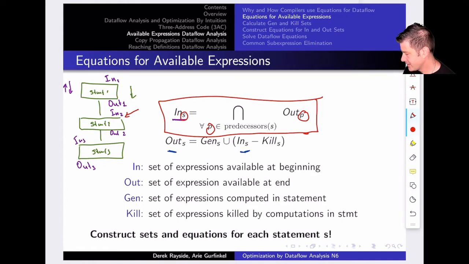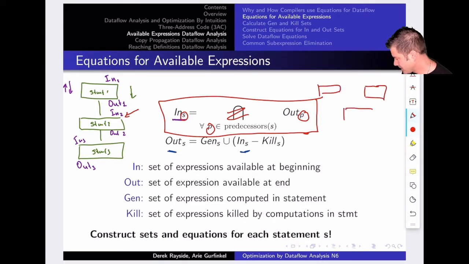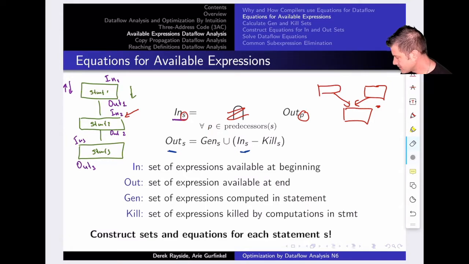Now, in our case, since we said it's straight line programs, this disappears because we only have one predecessor, so there's no intersection. But this is preparing us for the case when we're going to have a statement with multiple incoming flows. In which case we say, well, what's true at this statement is the intersection of everything that flows into it. So that's why we have the intersection. Okay, so this is the first equation.